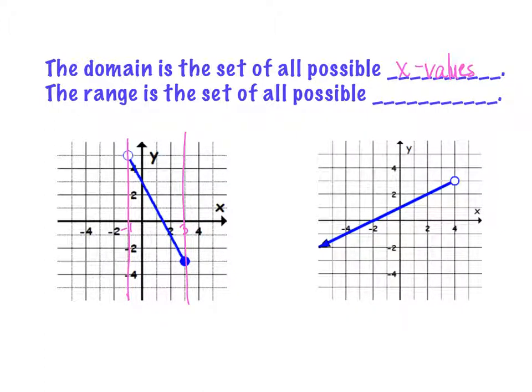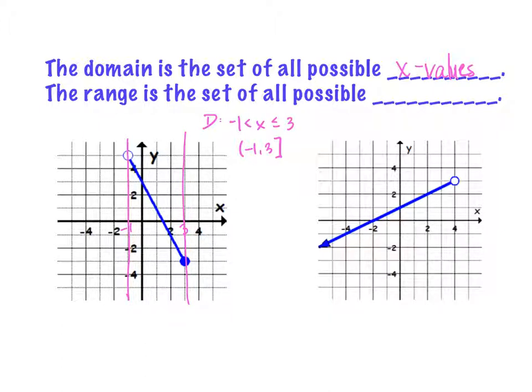So we have a domain here of -1, which is not included, is less than x, which is less than or equal to 3. You can write that in interval form as well, -1 to 3 with the closed bracket.